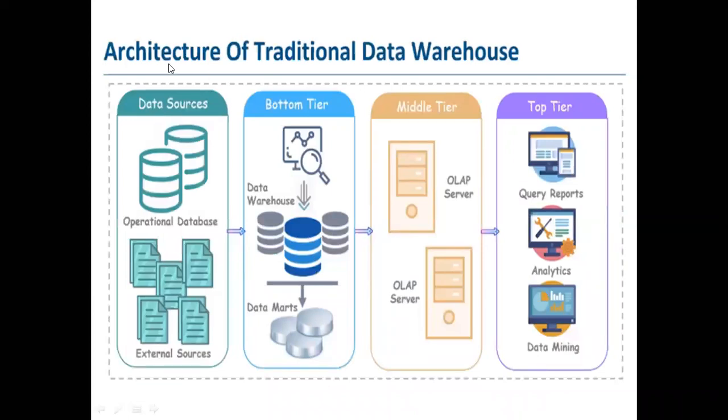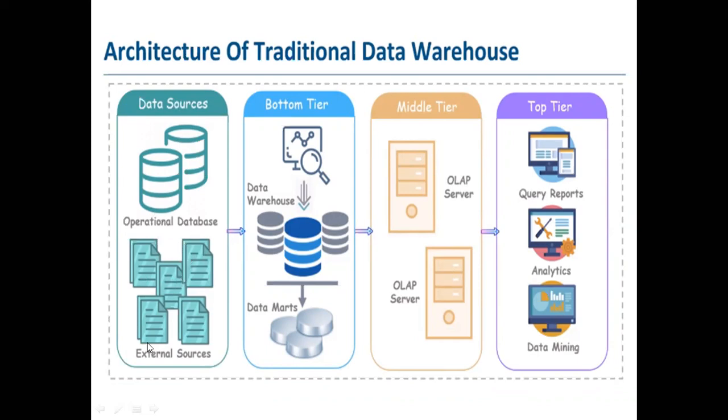In a typical architecture of a traditional data warehouse, you will have four parts. One is data sources. The sources of data will be collected from different clusters or nodes. It may be from an operational database, or it might be external data sources like third-party APIs and other calls.